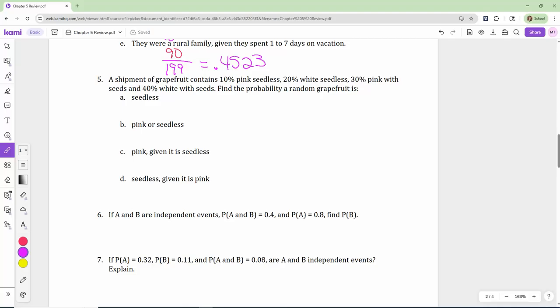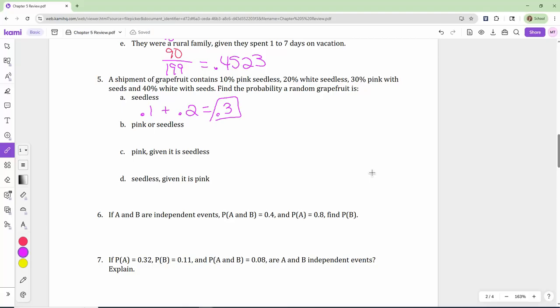A shipment of grapefruit contains 10% pink seedless, 20% white seedless, 30% pink with seeds, and 40% white with seeds. Find the probability that a random grapefruit is seedless. How could it be seedless in this scenario? It could be pink seedless or white seedless. What's the probability it's pink seedless? 0.1. White seedless? 0.2. Can it be both? Do I have to worry about any overlap? No, not double counting anything, so just add those together. So it's 0.3.